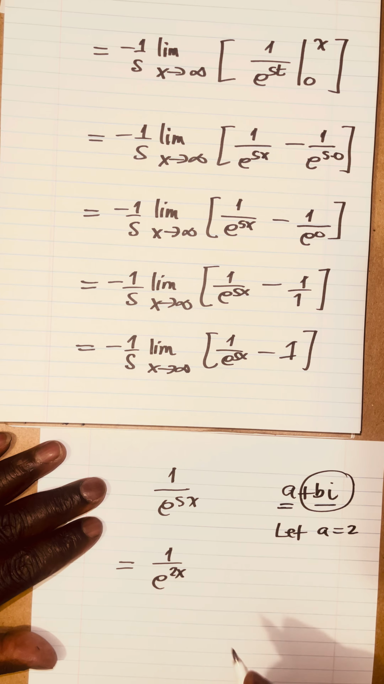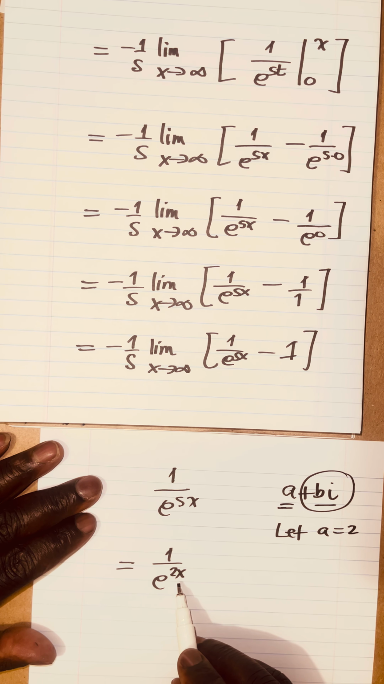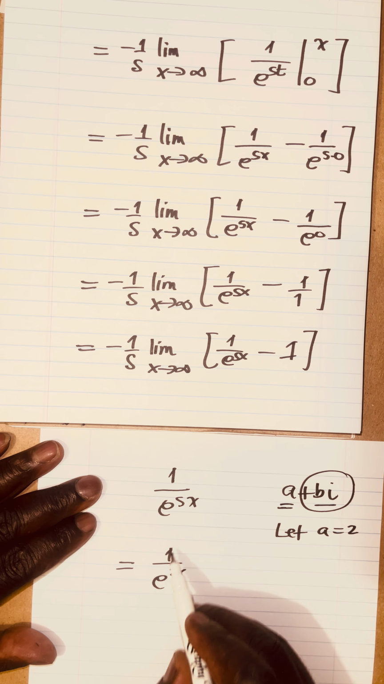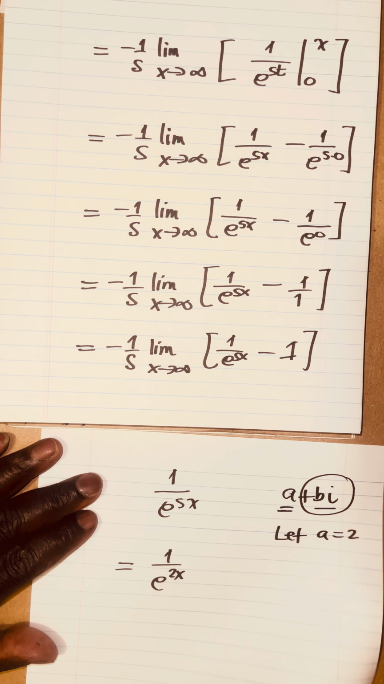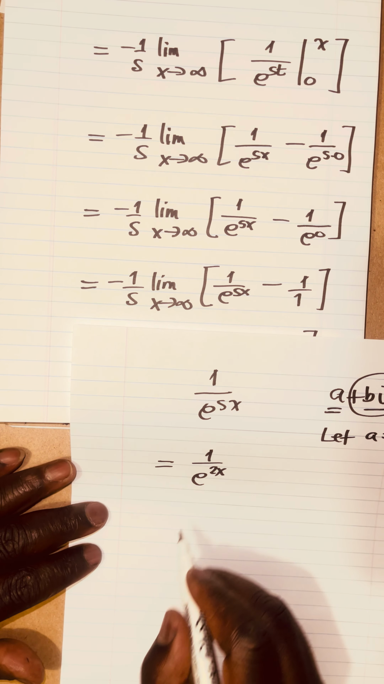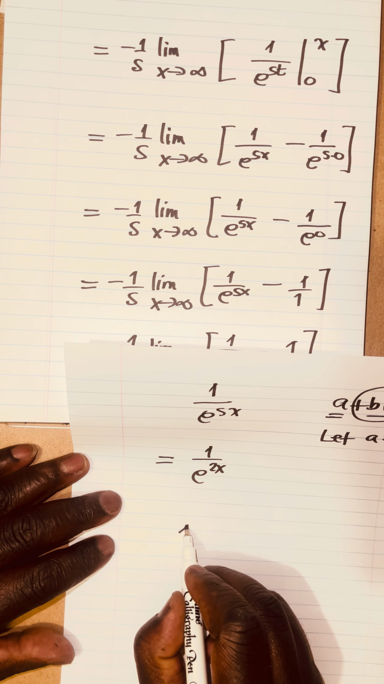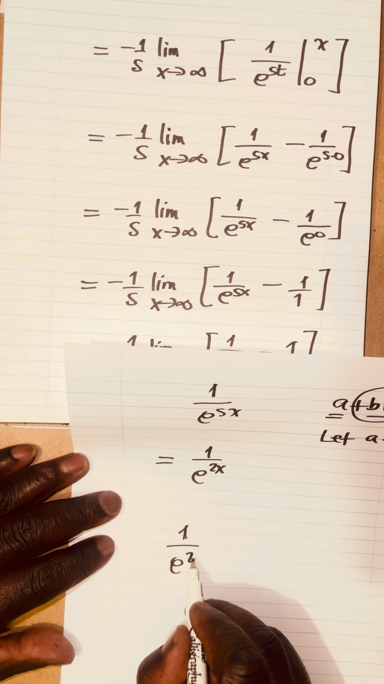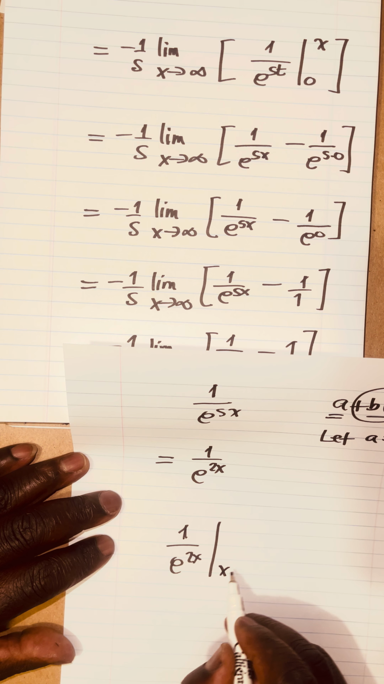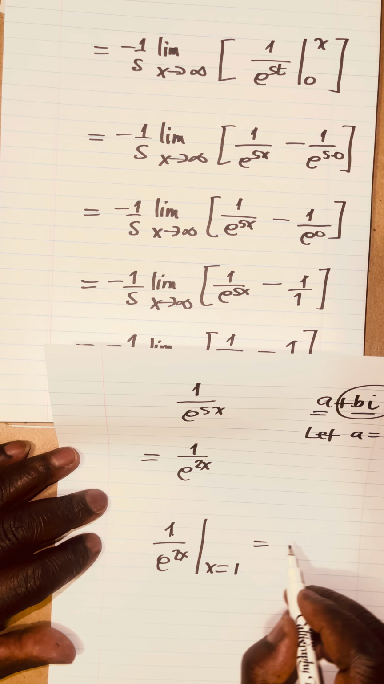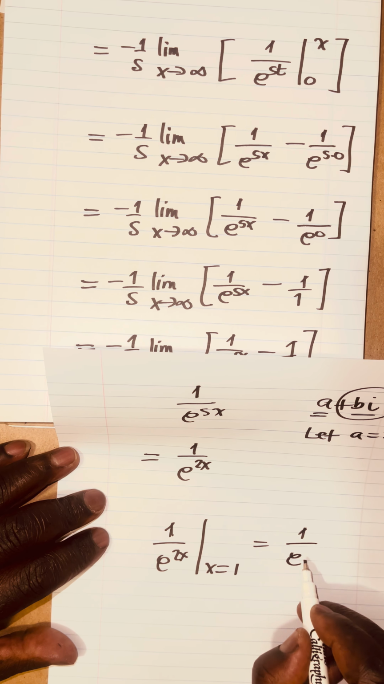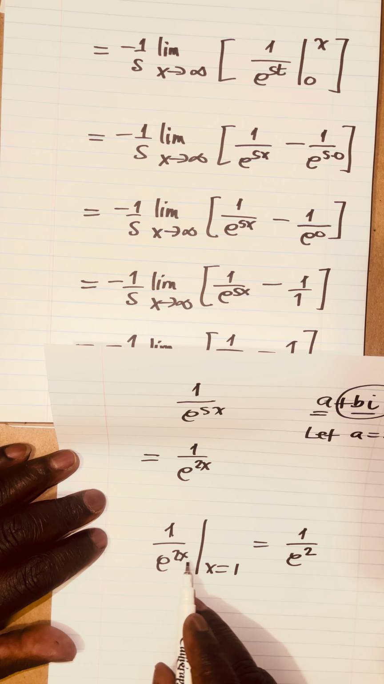Now I want to increase the value of x and see what happens to the whole of this expression. So now I'm going to say, what is 1 over e to the power 2x evaluated at x is equal to 1? The answer is going to be 1 over e to the power 2, since 2 times 1 is 2.